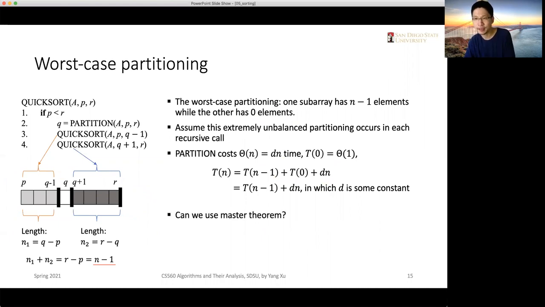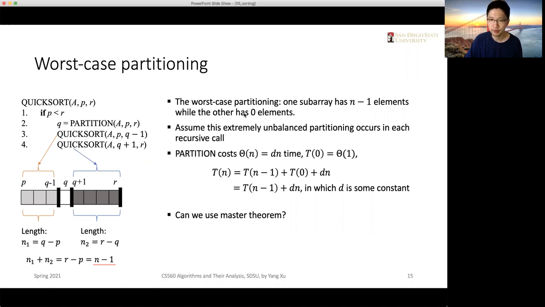form that we were familiar with using master theorem, right? We don't have the A times T of n over B, right? We don't have that proportional split. We only have n minus 1 as the first subproblem, right? So that seems to be a problem, okay? But this recurrence is still solvable, right?